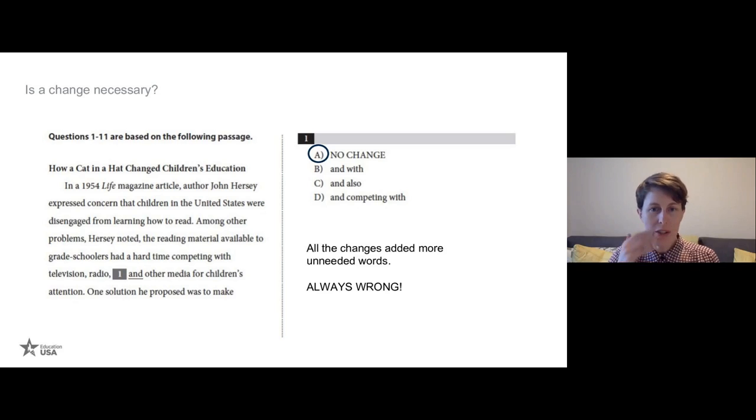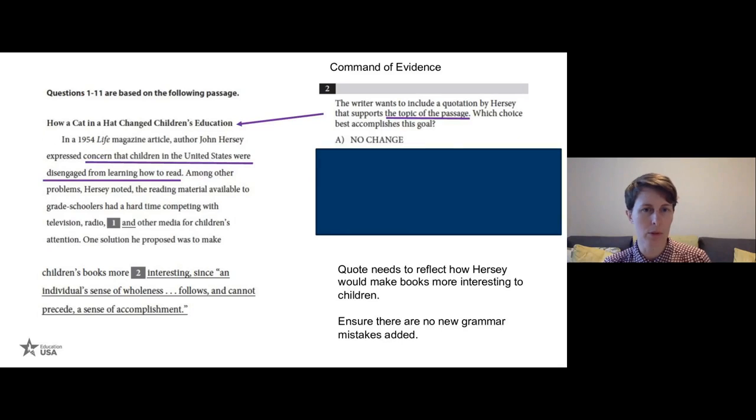Absolutely. All the changes added unneeded words. This is always, always, always wrong. This is one of those great cases. As you're reading along, you look at it and go, everything's looking good to me for the most part. I can see what we're dealing with here. I look at my answer choices and I go, oh yeah, those are all bad. A, keep moving. This is one you can rock through pretty quickly because of how poor those wrong answer choices are. Shortest answer, best answer, absolutely.